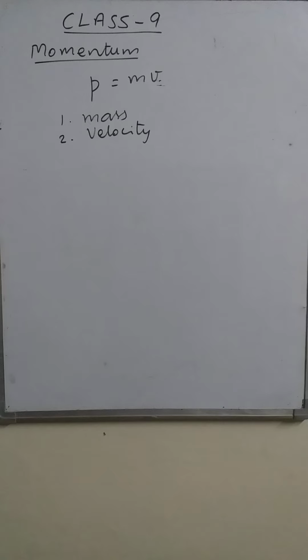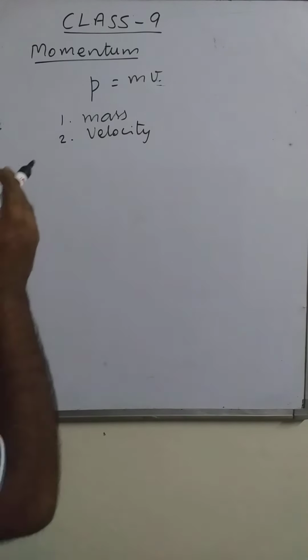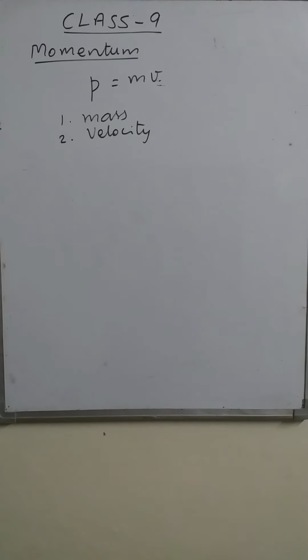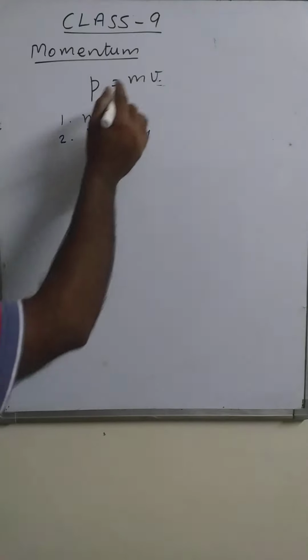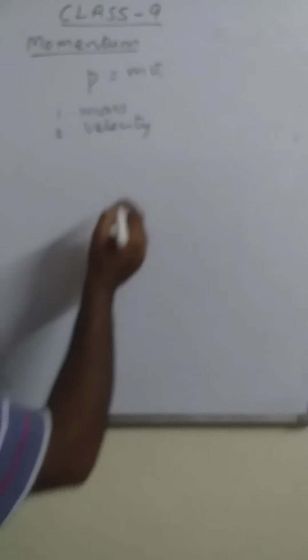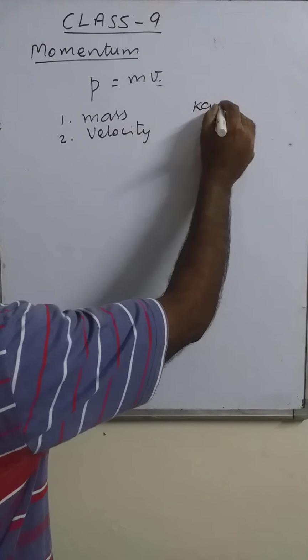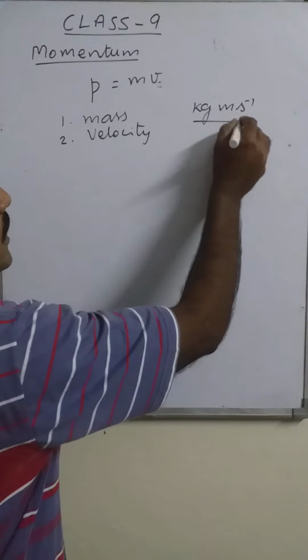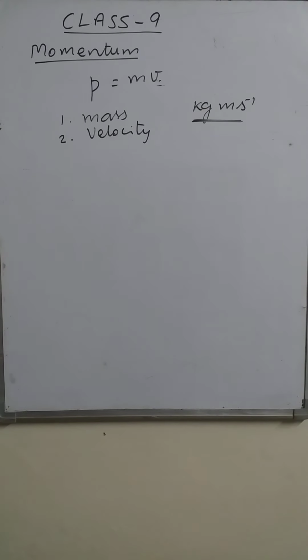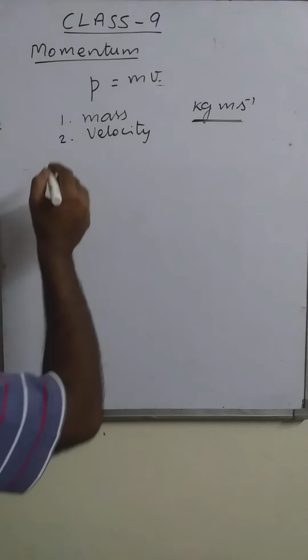Then this momentum is the basic characteristic for all moving objects, because every moving object will definitely have momentum. Its SI unit: from the mass we take kg, from velocity meter per second. This is the SI unit of momentum. And momentum is a vector quantity.